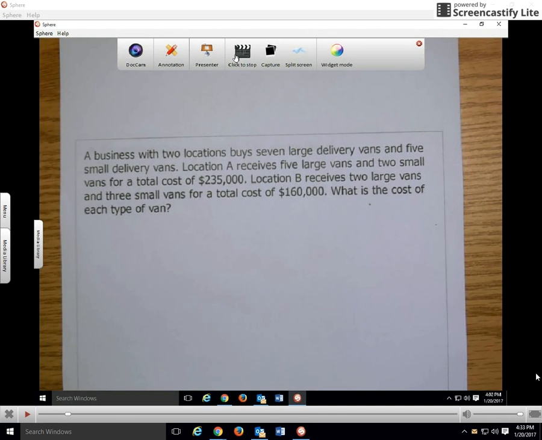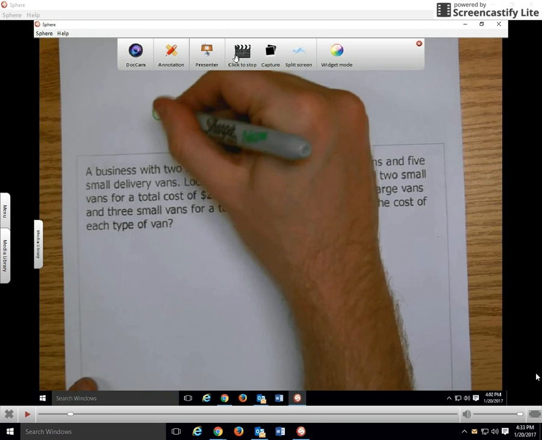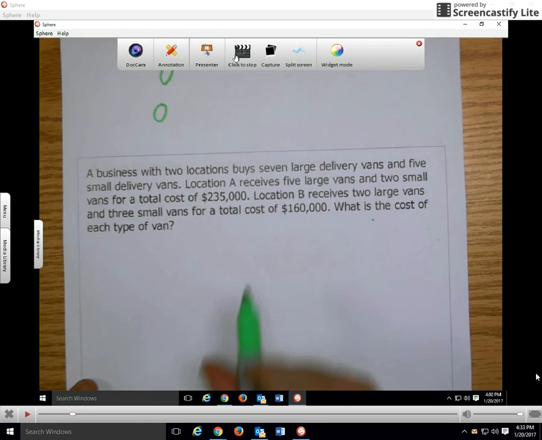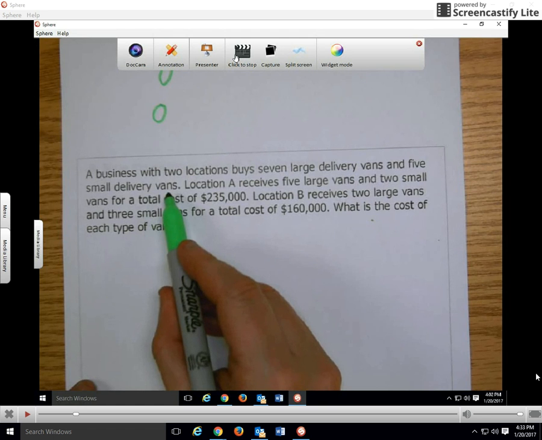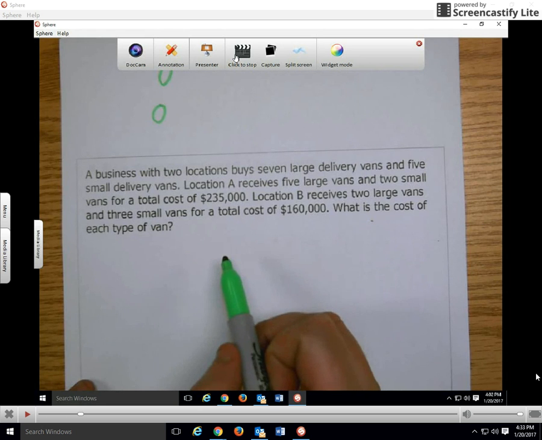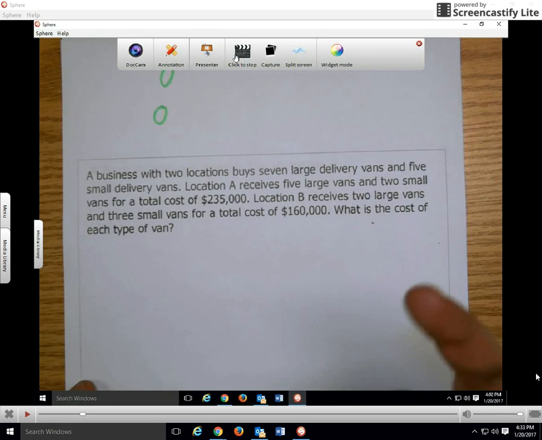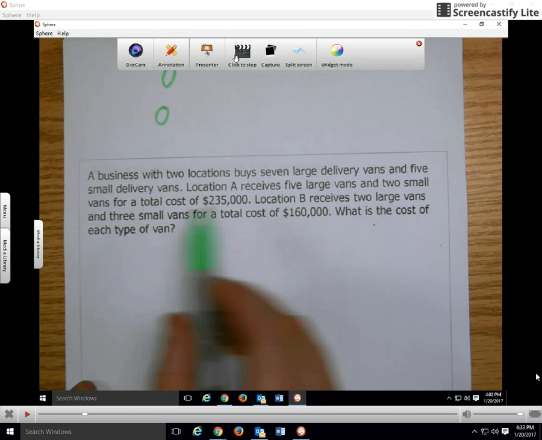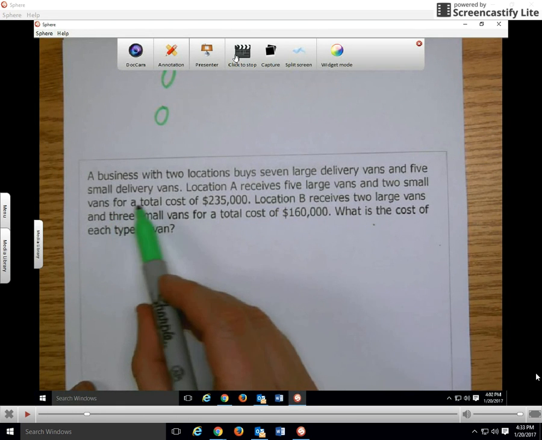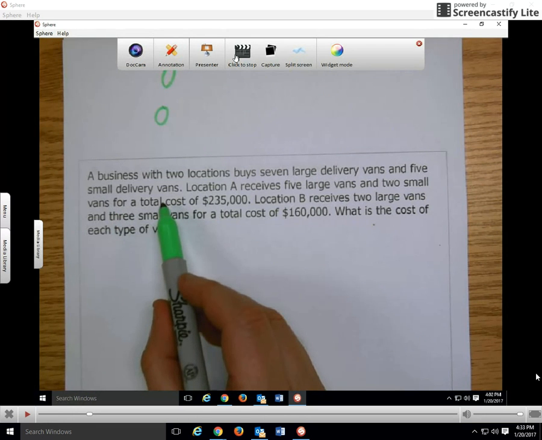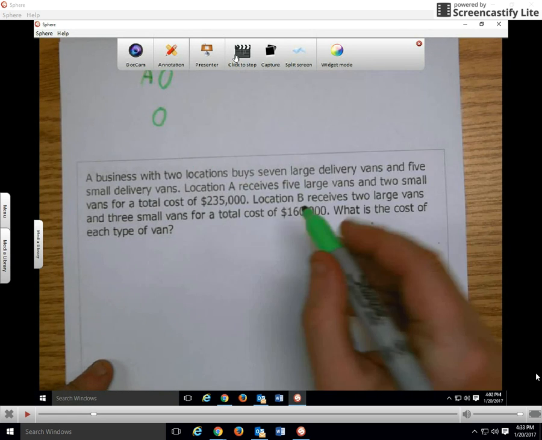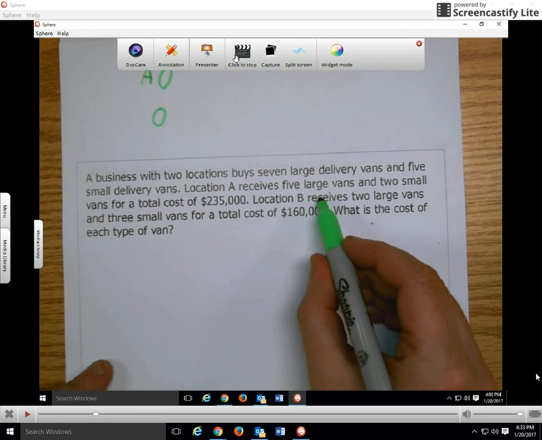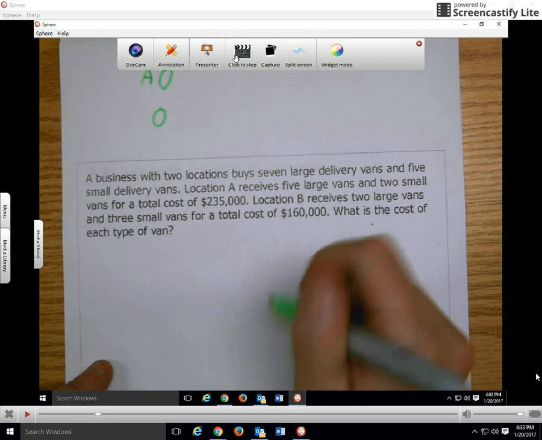A business with two locations. So you have a business with two different locations. That's not that uncommon. Buys 7 large delivery vans and 5 small delivery vans. I guess I could picture that happening. You have a business in 2 locations, maybe in Lancaster, and you have 7 large delivery vans and 5 small ones. So they would have 12 vans, it looks like. And it says location A. Let's put an A by this to help out. Receives 5 large vans and 2 small vans for a total cost of $235,000.